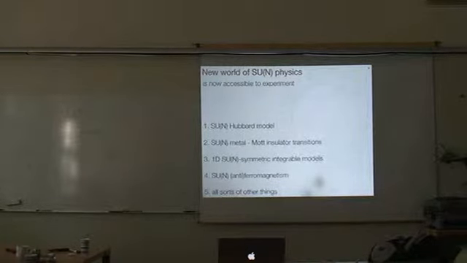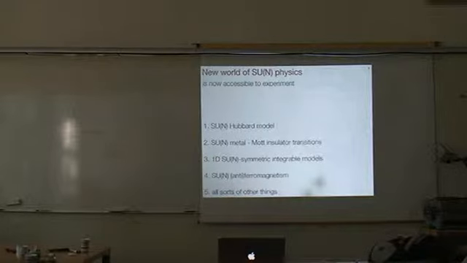physics is now accessible to experiments. You can study SUN Hubbard model, SUN model insulated transitions. There are all these 1D SUN integrable models which people study. And now they can realize those models experimentally. Well, of course, there's SUN antiferromagnetism, which is what I want to talk about. And, you know, other things which might occur to you, you can put them here.